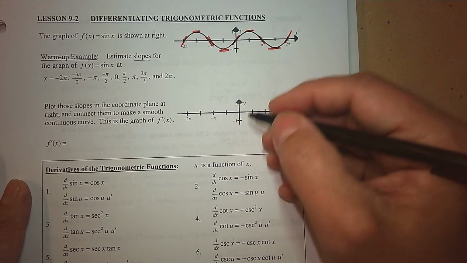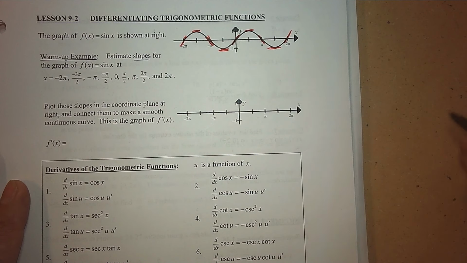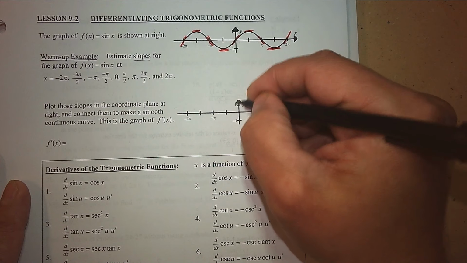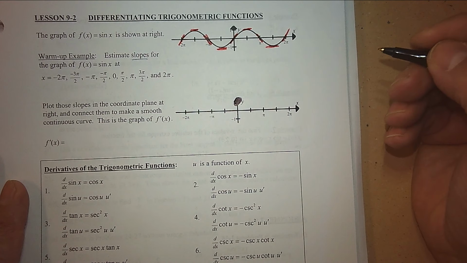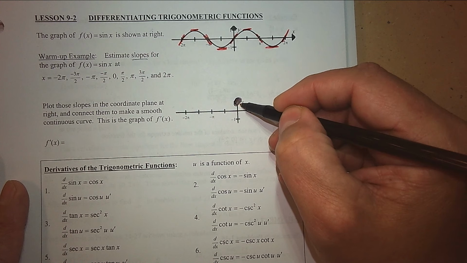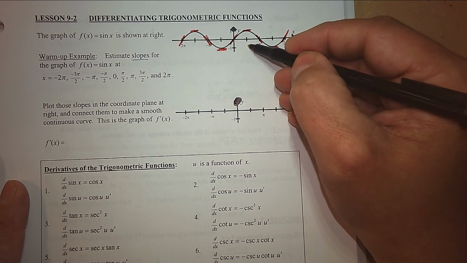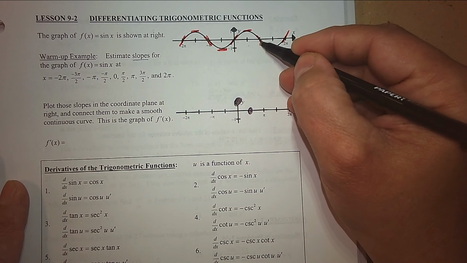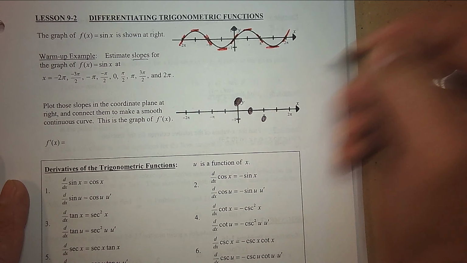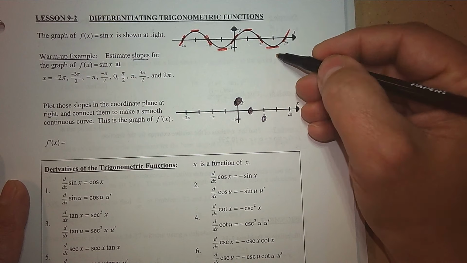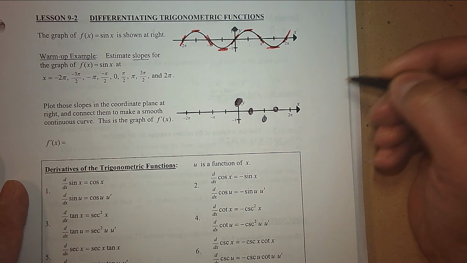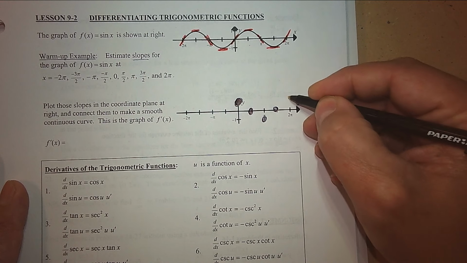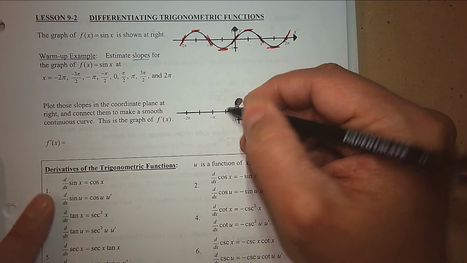So that means at 0, what did you say the slope was at 0? Positive 1. I'm graphing the derivative. So at 0, the derivative is what? 1. At pi over 2, what's the derivative? 0. At pi, what's the derivative? Negative 1. At 3 pi over 2, what's the derivative? 0. At 2 pi, what's the derivative? Positive 1. Do you see a pattern that's happening?